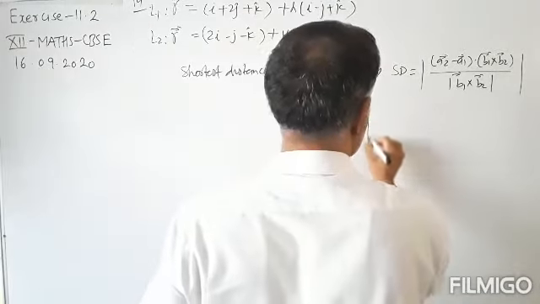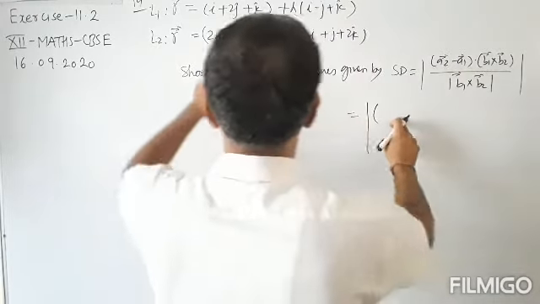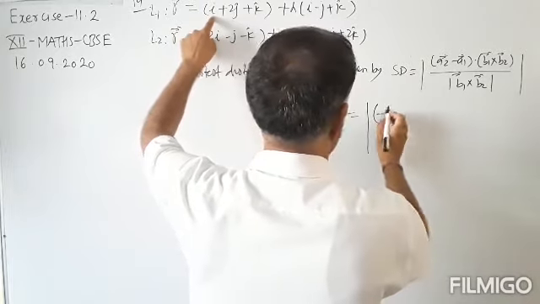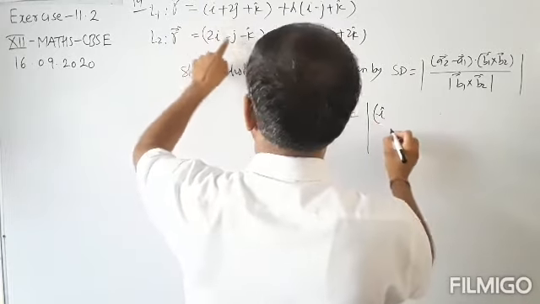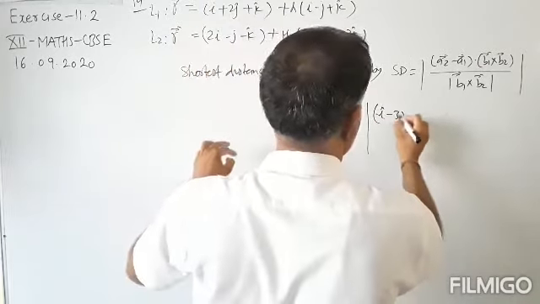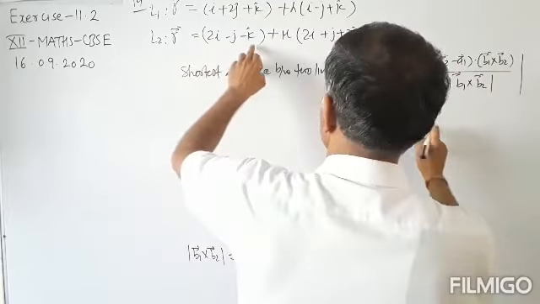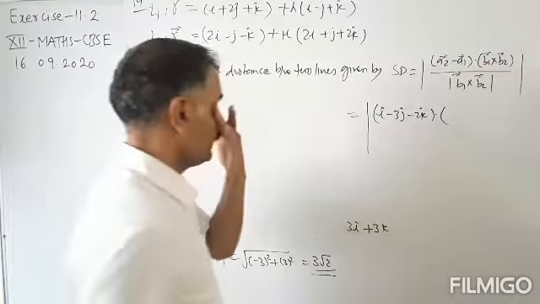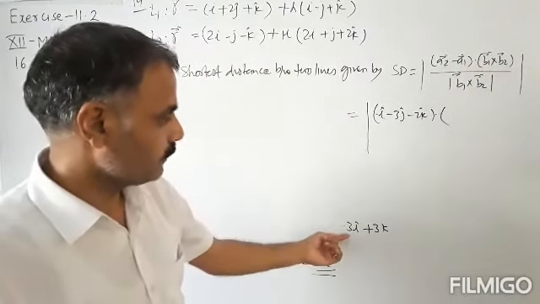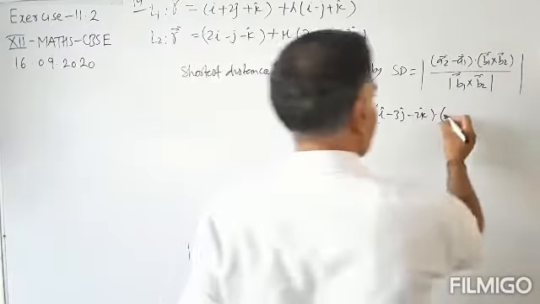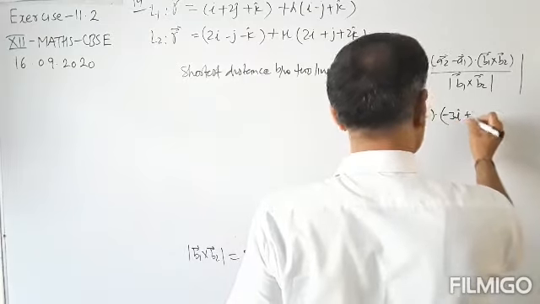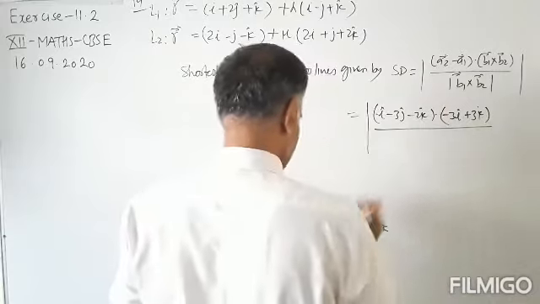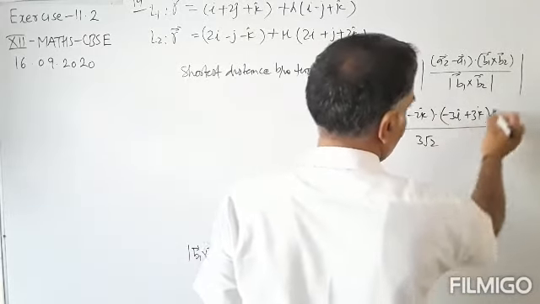This is equal to (a2 vector minus a1 vector) dot (minus 3j cap... a2 vector minus a1 vector is minus 2k cap)... dot product with b1 vector cross b2 vector. b1 vector cross b2 vector is minus 3i cap plus 3k cap, and divided by the magnitude of this, that is 3 under root 2.